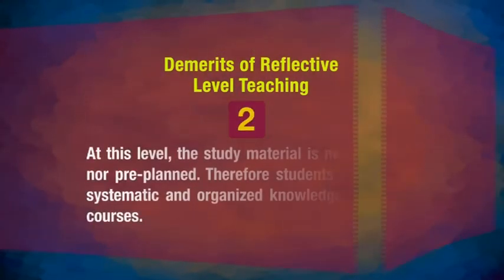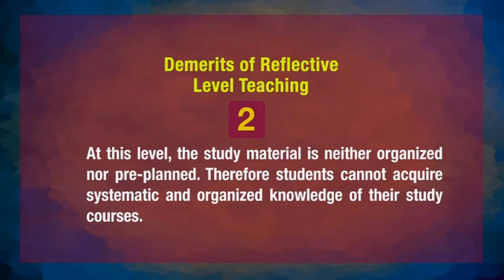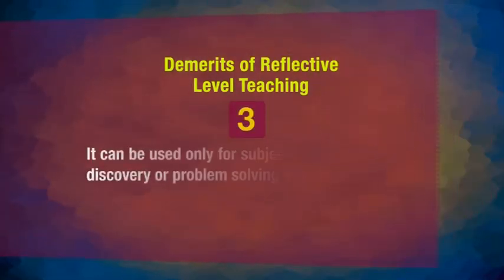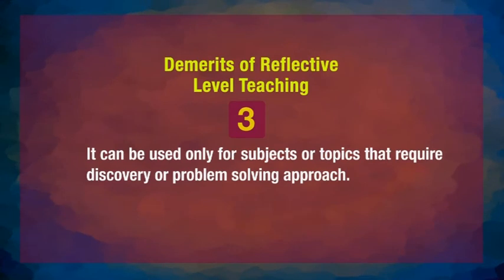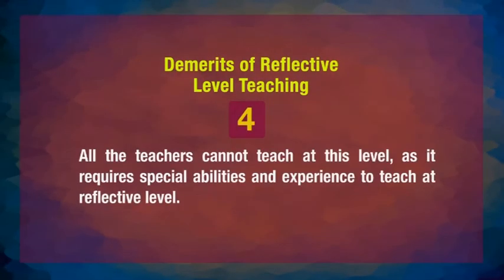Number 2, at this level, the study material is neither organized nor pre-planned. Therefore, students cannot acquire systematic and organized knowledge of their study courses. Number 3, it can be used only for subjects or topics that require discovery or problem-solving approach. Number 4, all the teachers cannot teach at this level, as it requires special abilities and experience to teach at reflective level.